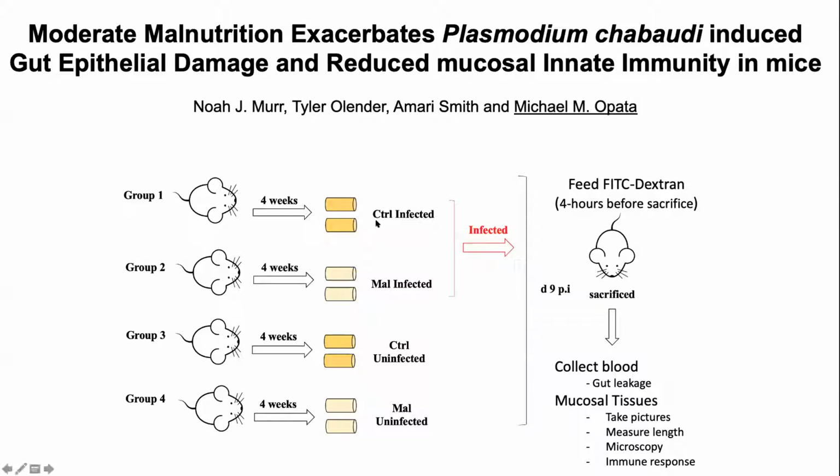To do this, we had 3 groups of mice. These groups were fed a controlled diet or a moderate malnourished diet. We call this a moderate malnourished diet because it has all the calories that are required, the same as the control group, but it is deficient in zinc and iron, and it also has 3% proteins instead of 17% proteins for the control.